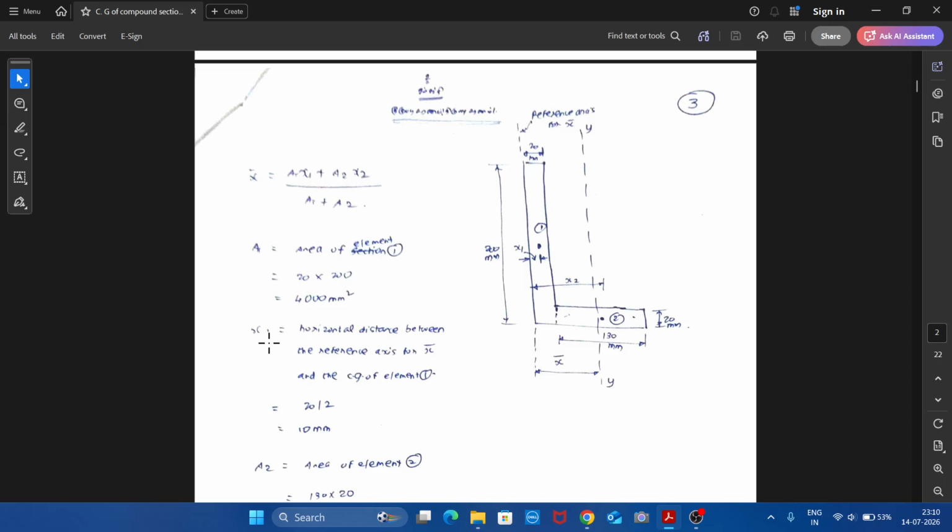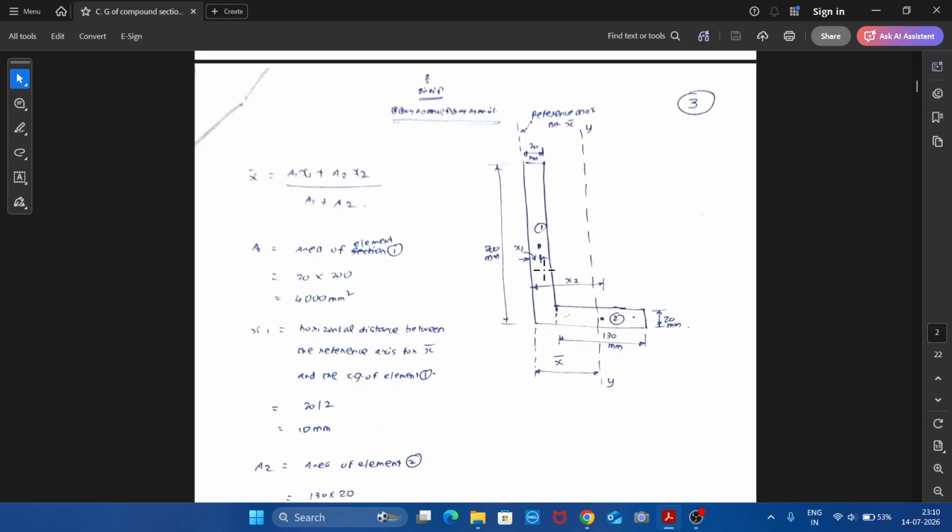And x1 is horizontal distance between the reference axis for x bar and the CG of element 1. So always all these x distances refer to horizontal distance. You can remember in that way. So horizontal distance. So here it has been marked. So x1 is the horizontal distance from the reference axis for x bar to the CG of element 1. So element 1 CG is here. So this distance is x1 as marked here.